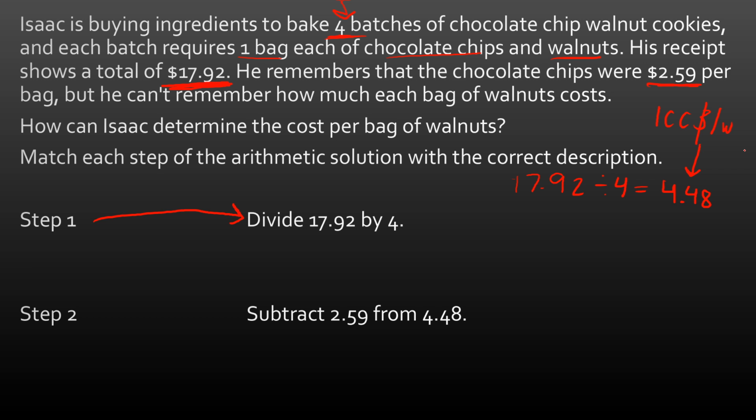Okay, so that $4.48 is how much he spends for both a bag of walnuts and a bag of chocolate chips. So to figure out how much each bag of walnuts is, you would then do step 2, which is subtract this price here from this $4.48, because $2.59 is how much each bag of chocolate chips costs. So to figure out how much each bag of walnuts is, I would take $4.48 and subtract $2.59, which would give me how much I'm paying for my 1 bag of walnuts.